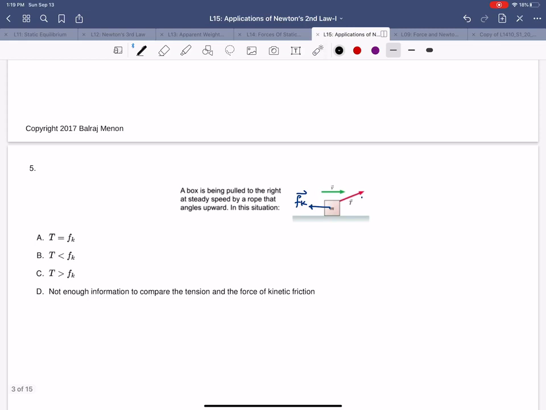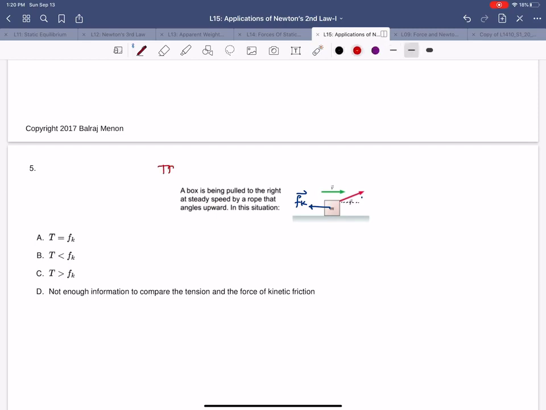Here's another question. Again, a box is being pulled to the right at a steady speed by a rope that angles upward. The tension makes an angle with the horizontal. In this situation, how does the tension compare with the force of kinetic friction? It's moving at a steady speed, which means constant velocity motion.